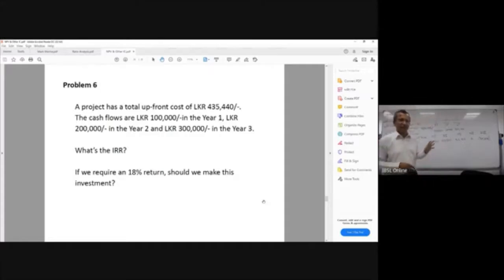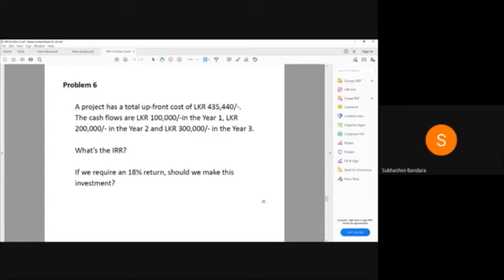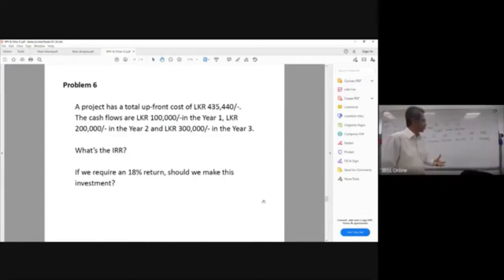Right. Now, if we require 18% return, should we make this investment? We should not. The return from this project is 15%, but we require 18% return, so we should not make this investment. Right?